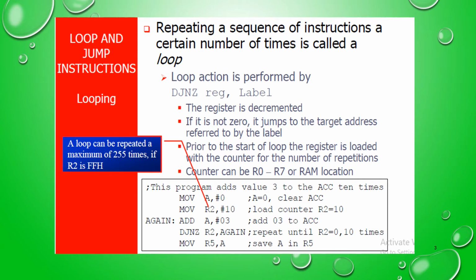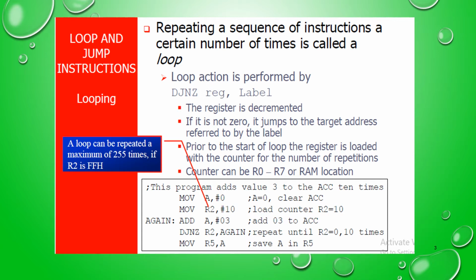Now say for example in this small set of instructions, first instruction is MOV A, #0, so meaning is that accumulator is made 0, so A is equal to 0. Then second instruction is written as MOV R2, #10, so load the counter, R2 is equal to 10, so this is the counter loaded.